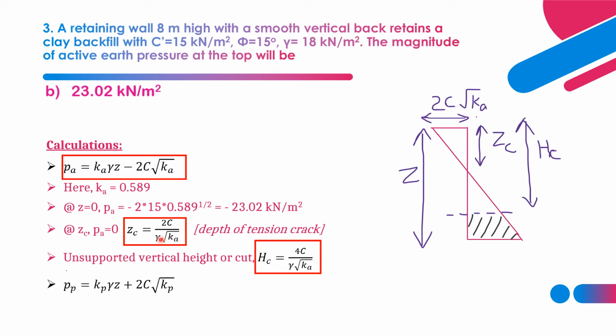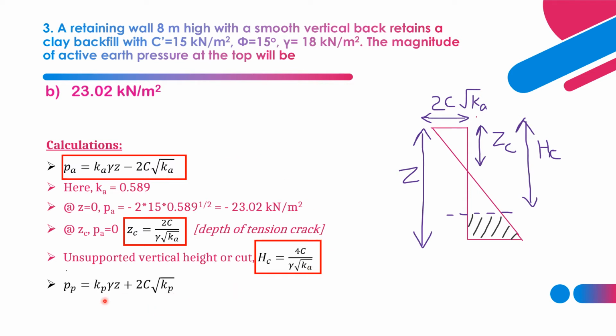Gamma is the unit weight of soil. Ka we know is 1 minus sine phi by 1 plus sine phi. C is the cohesion value. And twice the depth of tension crack is nothing but the unsupported vertical height or cut. That means that without a retaining wall, up to HC, the soil can withstand by its own cohesion. So that is nothing but HC is equal to 4C by gamma root Ka. That is the unsupported vertical height or cut. These are the important things regarding active earth pressure in case of clay backfill.